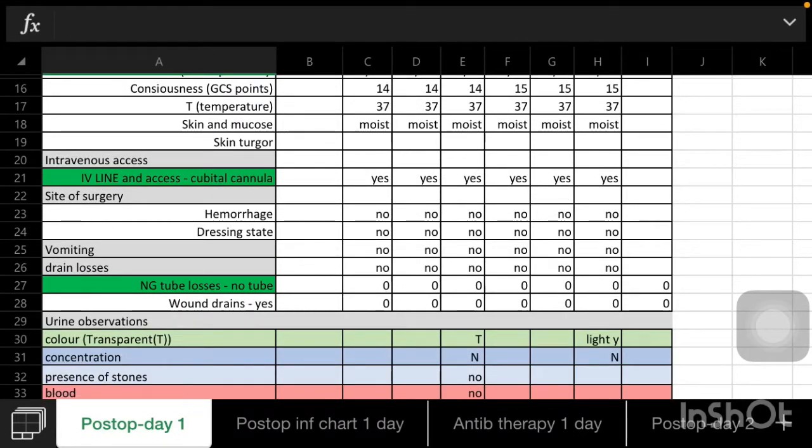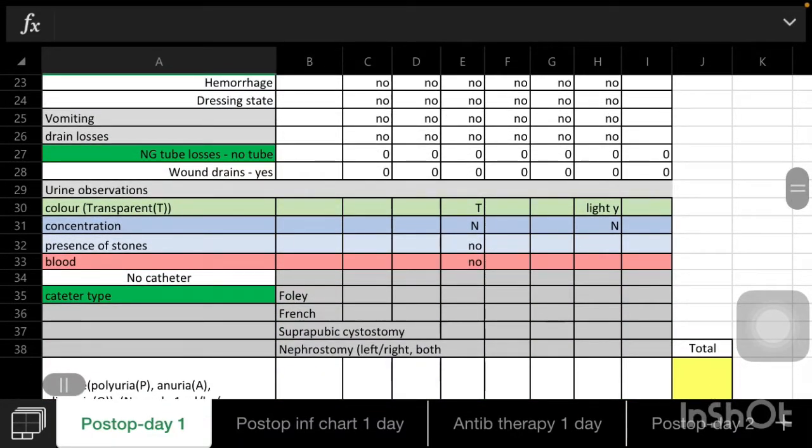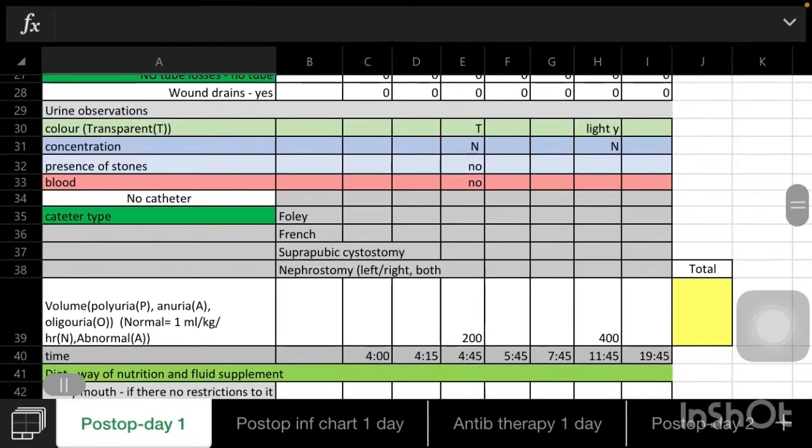So next we see the IV line and access cannula. Yes, that is inserted to administer fluids. At the site of surgery, we do not see any hemorrhage or dressing state. Patient does not experience any vomiting and drain losses. We do not insert an NG tube as the patient can eat and the wound is drained. Next is urine observation. The color of the urine is light yellow at night. At the same time, we observe it is 2 times more, 400 milliliters, and as you can see prior, it's 200 milliliters. There is no catheter inserted. We do not see any blood or presence of stones in the urine, and the concentration is not changed.